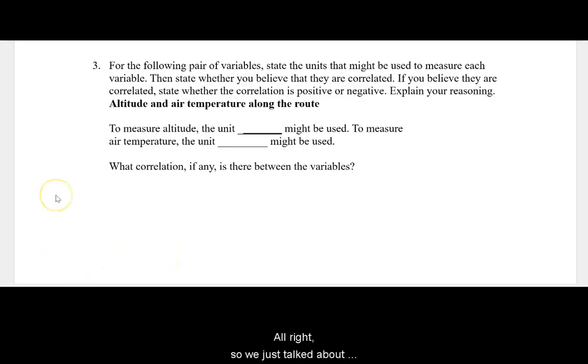All right, so we just talked about correlation and causation, which is discussed a lot in statistics. And we will talk more in the next video about some central tendencies.